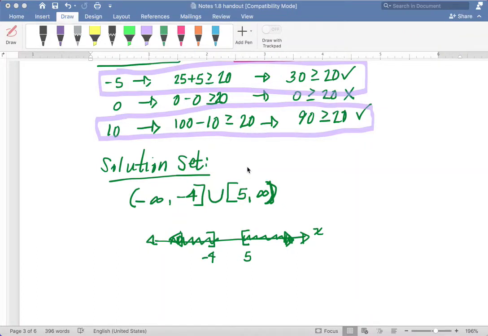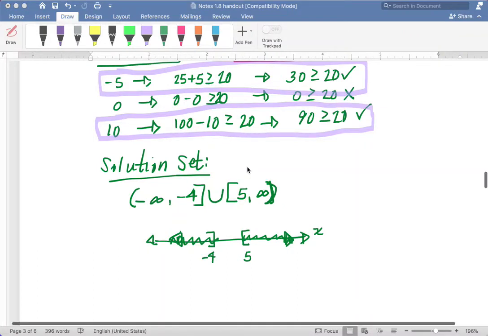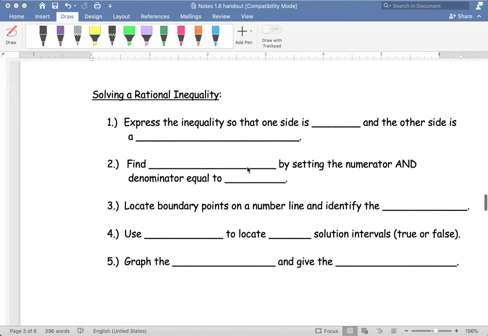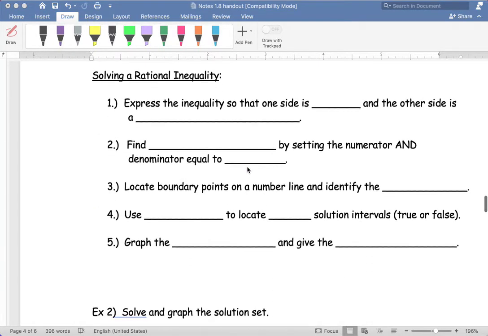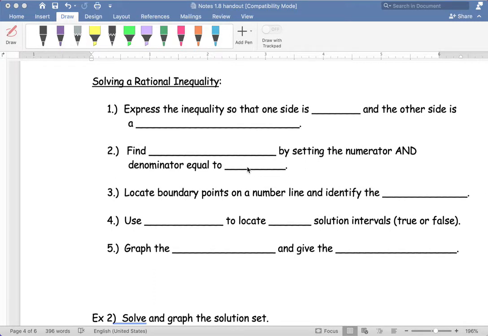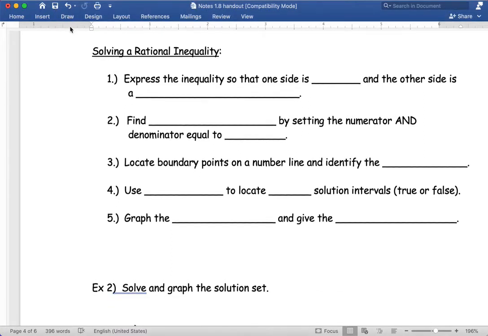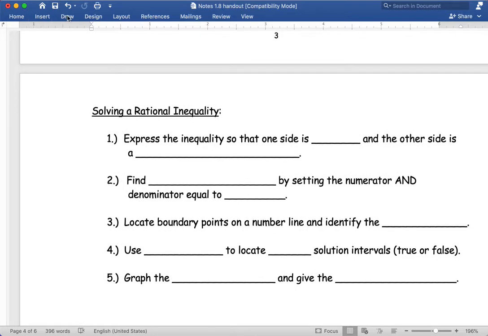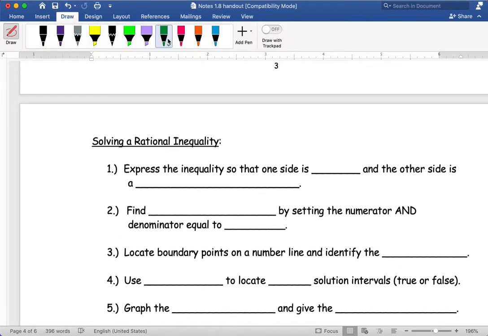Okay, this is chapter 1, section 8, part 2. We finished up with that example, and we're going to move on to page 4 of the notes. Solving a rational inequality. You know, we're looking heavy on this word right here, rational. That's like ratio, folks. These are fractions.